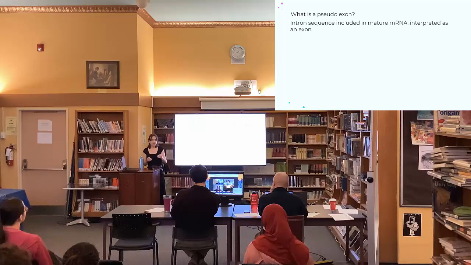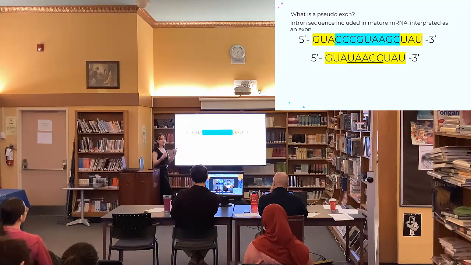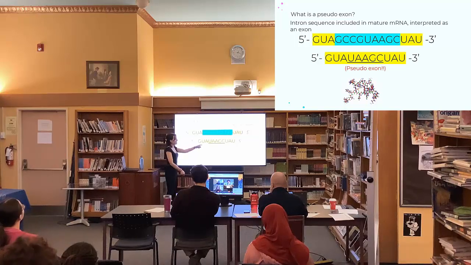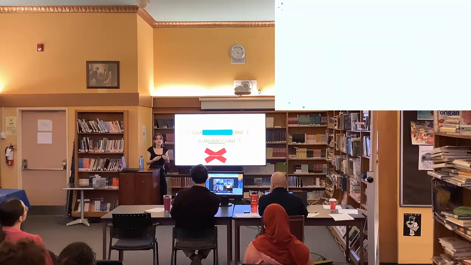A pseudoexon is an intron sequence that is included into the mature mRNA and is interpreted as part of an exon. I want to show you an example here. In yellow, we would have our exons, and in blue, we have our intron. This would be the pre-mRNA copy. It is in splicing, as we can see here, that a part of that intron sequence was included into our mature mRNA, and that underlined would be the pseudoexon. This leads to a different protein being synthesized, which can be pathogenic and can lead to disease, in this case, Stargardt disease.